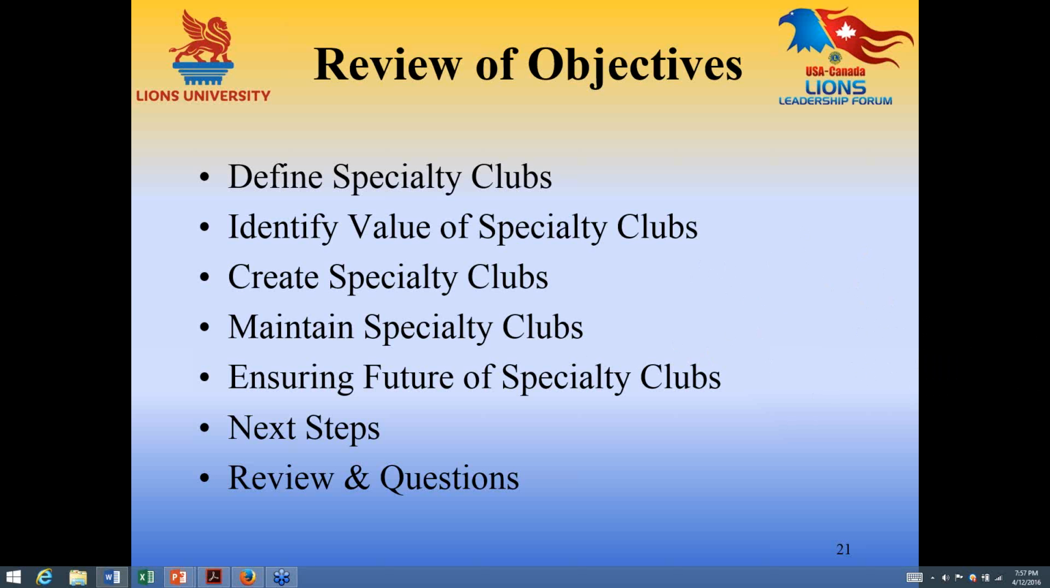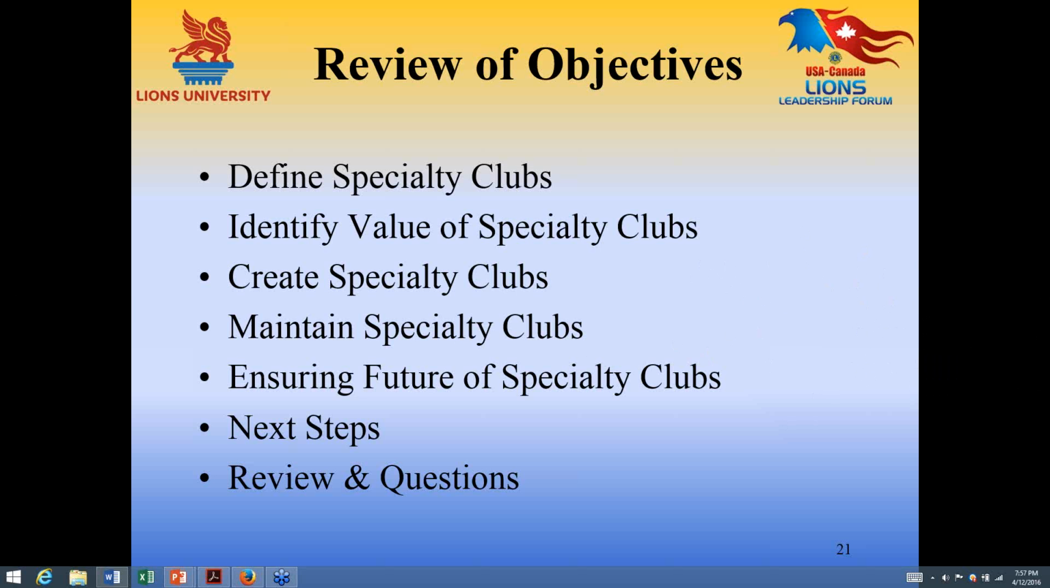We defined the specialty clubs. What is it we want to do? What is our end result, and why are we doing it? We're identifying the value of the specialty club: what do we want to give back? What value are we giving back to the community? And just as importantly, what value is there for the members to become a part of that specialty club? We talked about the actual steps it would take to create that specialty club through the LCI information that's available. And then maintaining, that's the ongoing work.